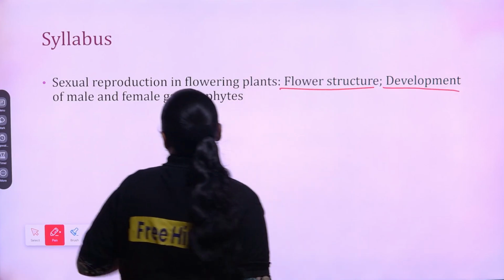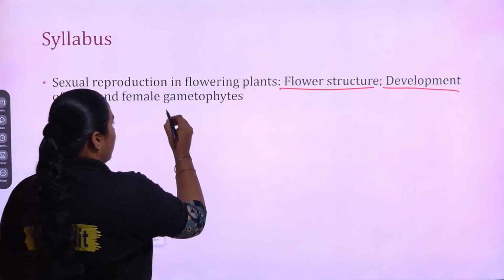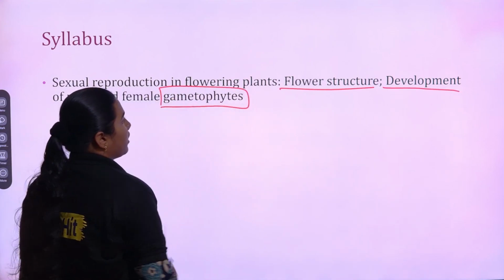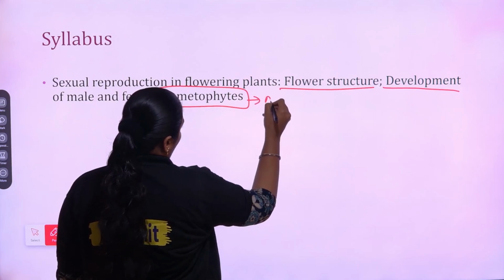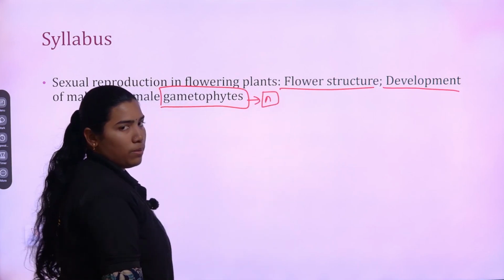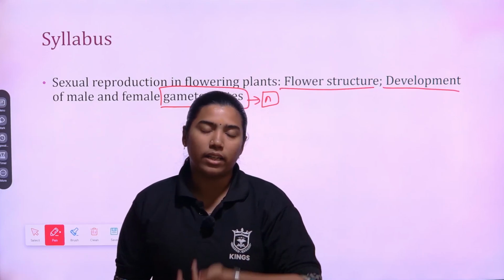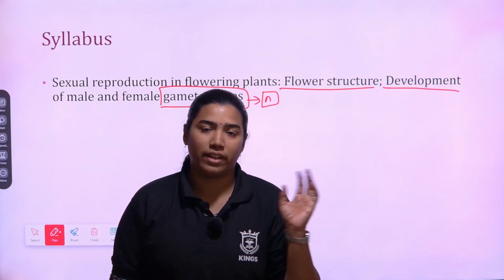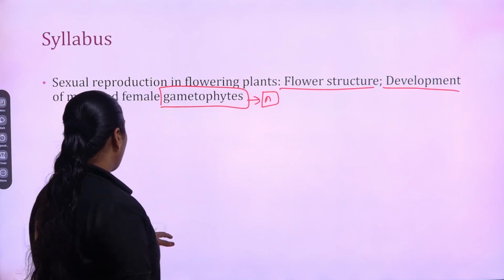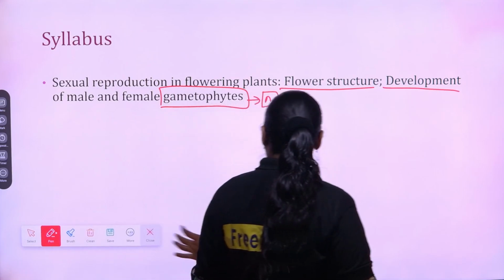Then development of male and female gametophytes. What is a gametophyte? A gametophyte is the haploid plant body, but in angiosperms the haploid body is highly reduced, and you will study what these male and female gametophytes are and how they play a very significant role.